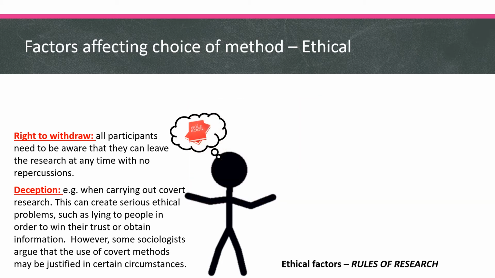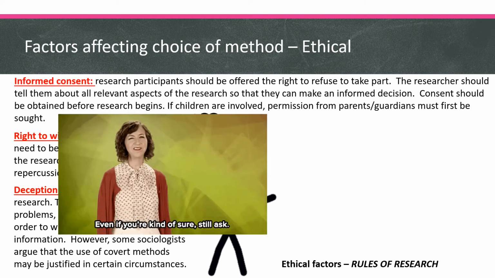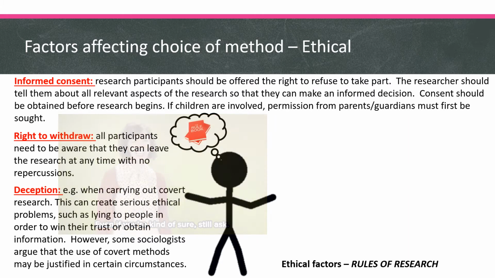And I want to jump to the next one because they do relate, which is informed consent. So all participants should be offered the right to refuse to take part. The researcher should tell them about the research, what is happening, and so they can make an informed decision. And that's the main thing, is the sample are aware of the research, they have given their consent to be involved.